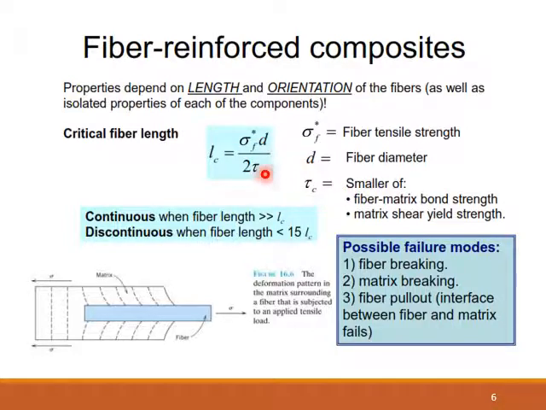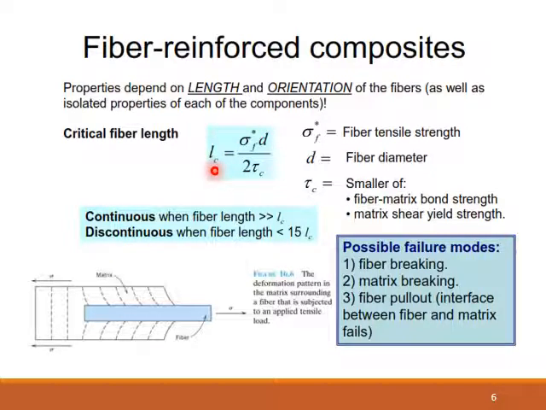This interfacial shear strength can be either the bond strength between the fiber and the matrix, or the yield strength of the matrix, any of these two, but the smaller of them. So if you calculate these two, one will be smaller. Whichever is smaller is what you will take as this tau c. Once you put all of this in this equation, you will get the critical length.